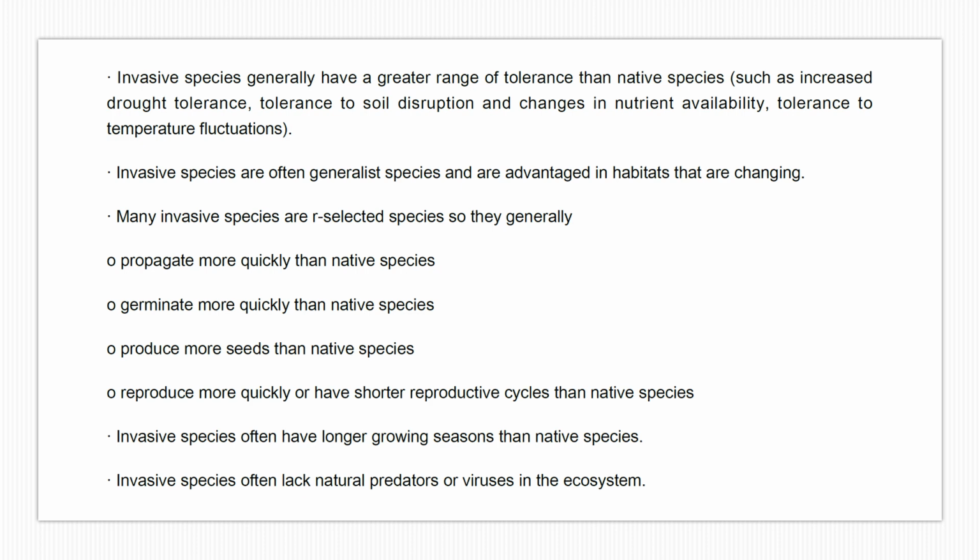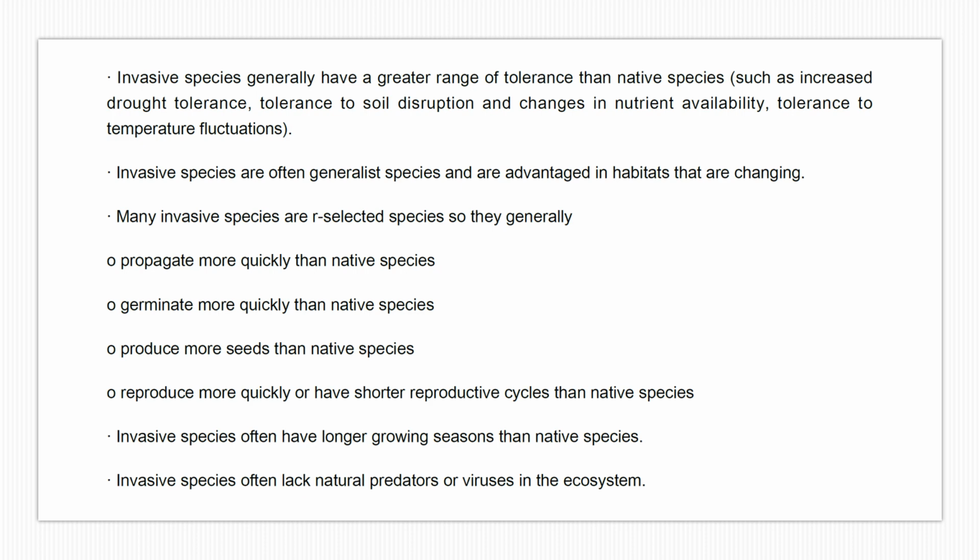And then the second point that we can bring up is that invasive species are often generalists, so they can adapt to habitats that are constantly changing. And this is not true with native species. Species that live in a specific habitat have specific conditions in which they thrive.